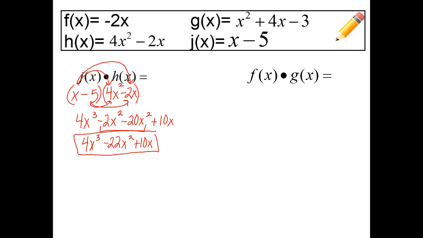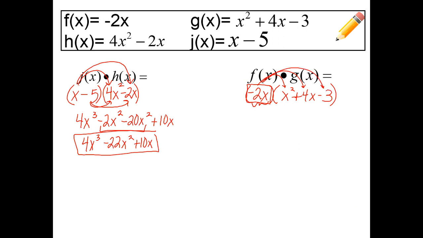Let's do the same thing with f of x times g of x. F of x is negative 2x. G of x is x squared plus 4x minus 3. Now be careful on this one. Sometimes people think this is another one of those double distribute ideas. Negative 2x is one term. It does not have an add or subtract in between them. So I take them together times each piece of my second function here.